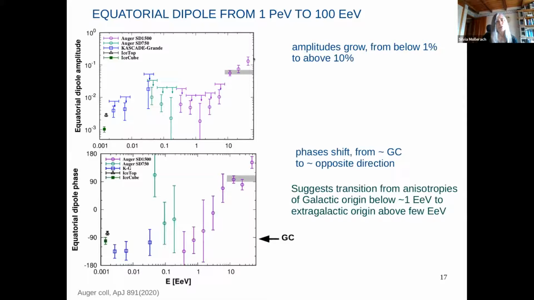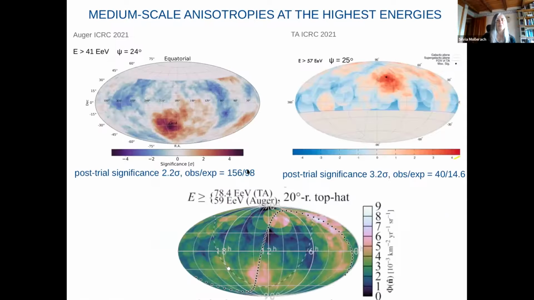We can also extend the right ascension measurement to lower energies, and here we can see how the Auger results compare with KASCADE-Grande, IceTop, and IceCube. And what we see is that the amplitude is growing from 10 to the minus 3 to 10% in this energy range, and we also observe an interesting transition in the phases in right ascension, which at low energy point toward the direction of the galactic center and then to nearly the opposite direction.